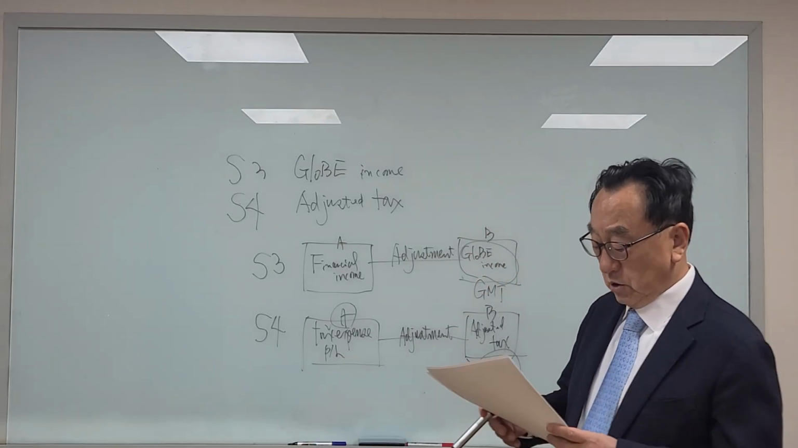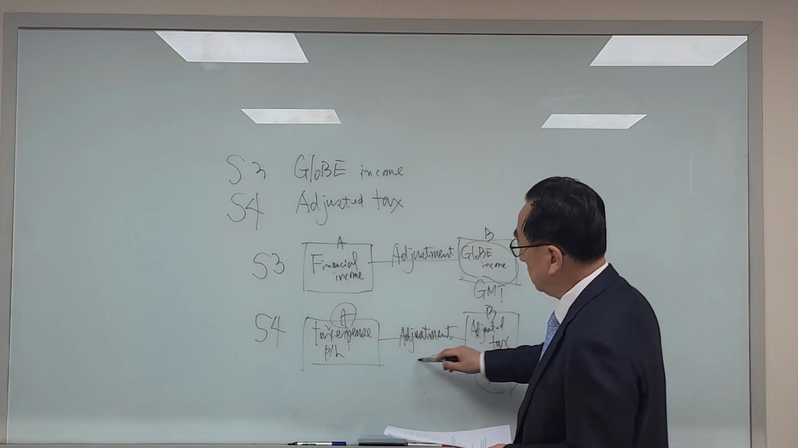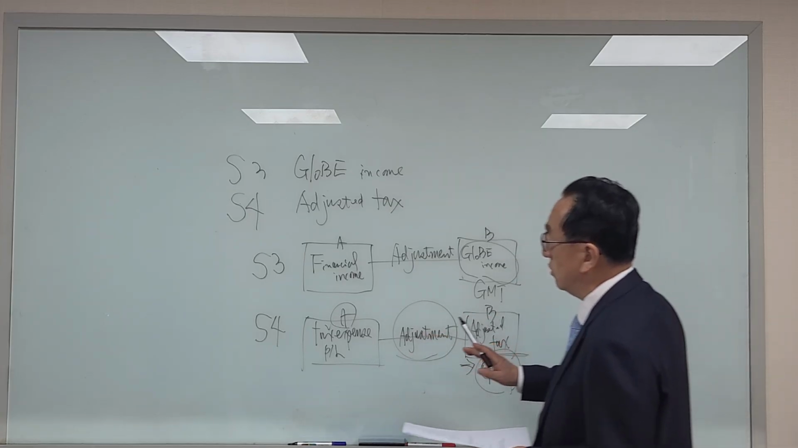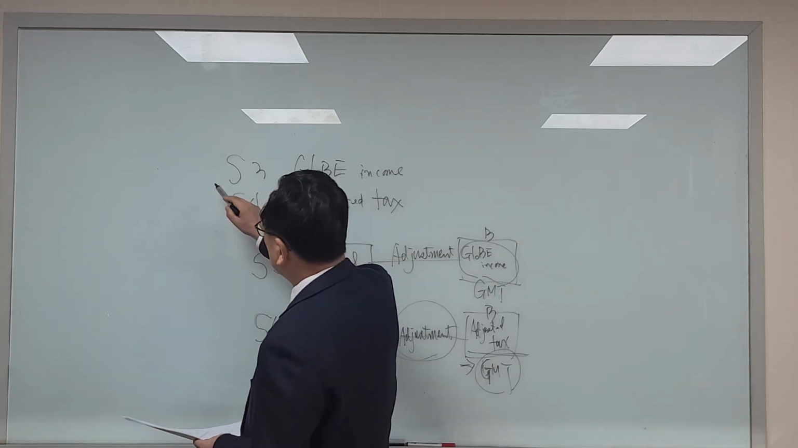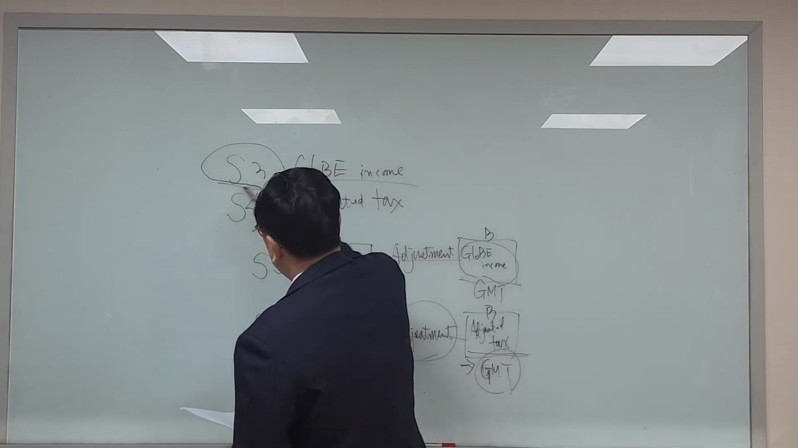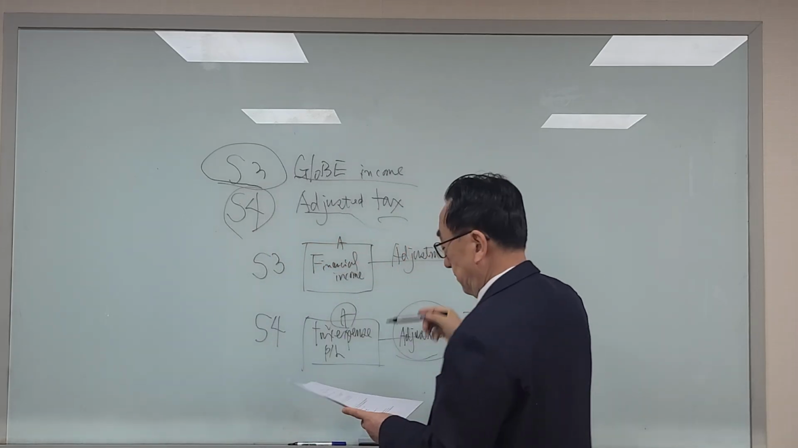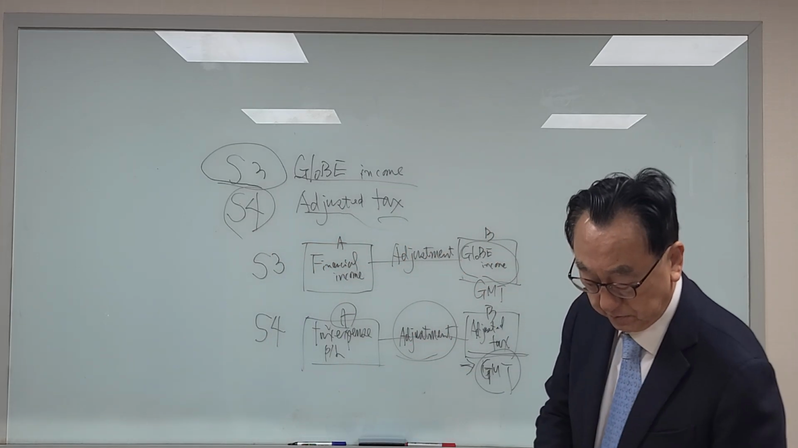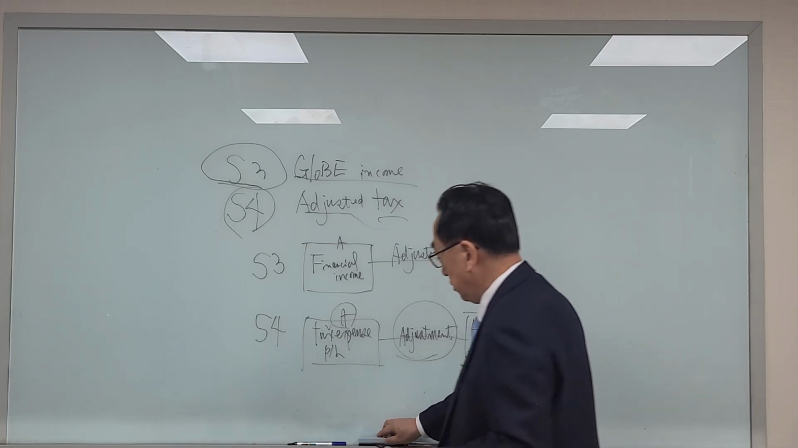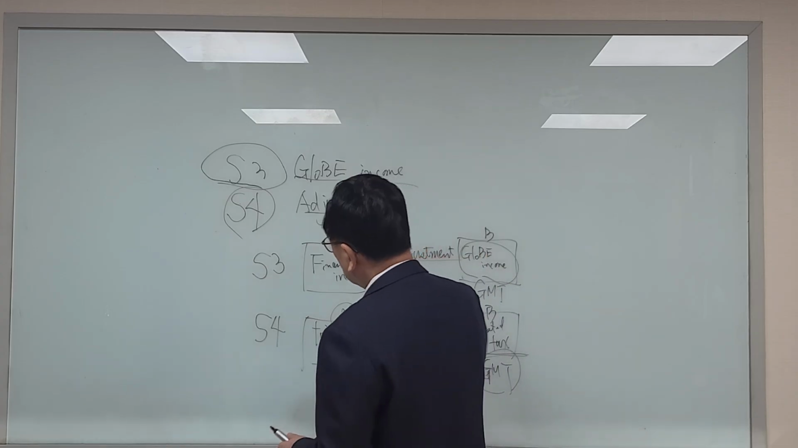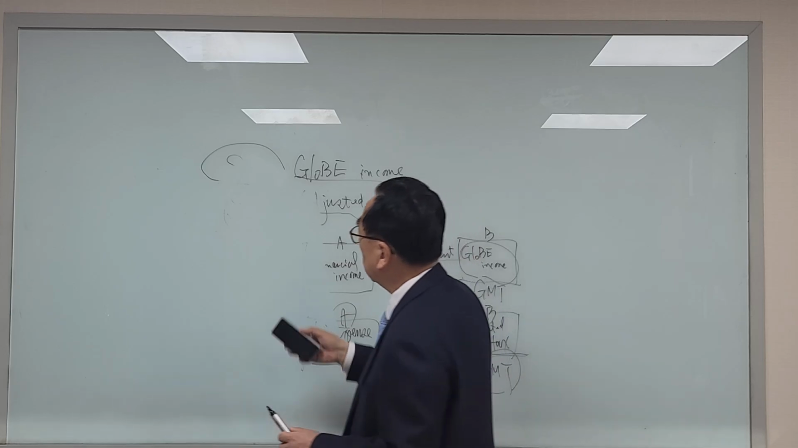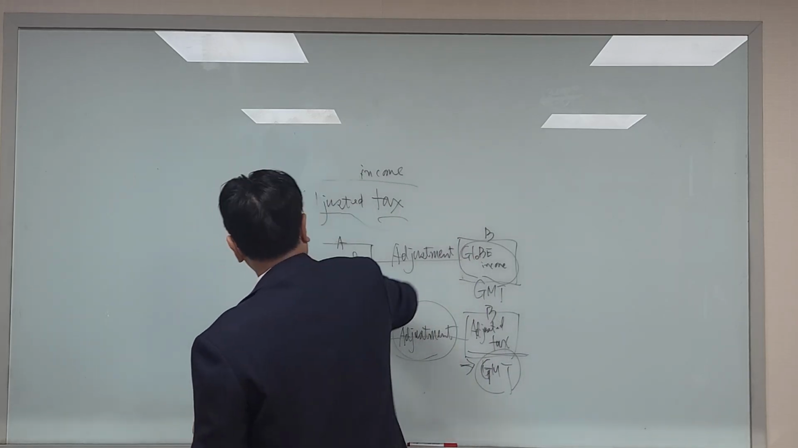So after doing all this adjustment, the adjusted tax will be computed. So now it is very important to compute step 3, the global income, and step 4, the adjusted tax. And number 5 is the computation of the effective tax rate and the top-up tax.